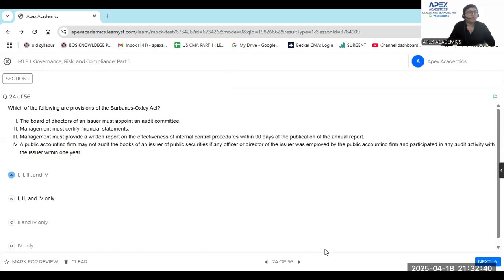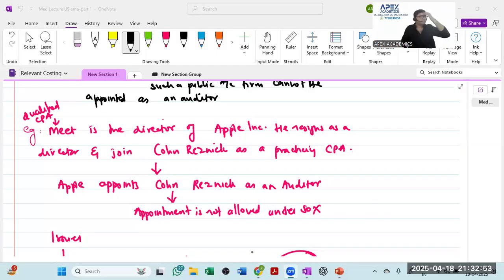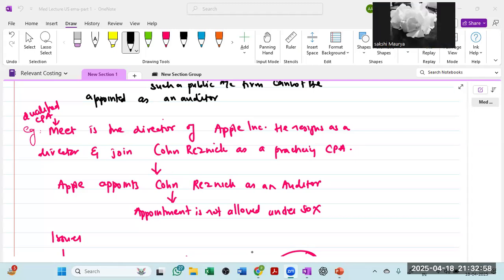Students, can you see the notebook? Online students, quickly confirm. Sakshi, quickly confirm. No, sir. You can't see the notebook? Tell me now, can you see the notebook? Sakshi, can you see the notebook? Yes. Online students, I hope you can see the notebook.